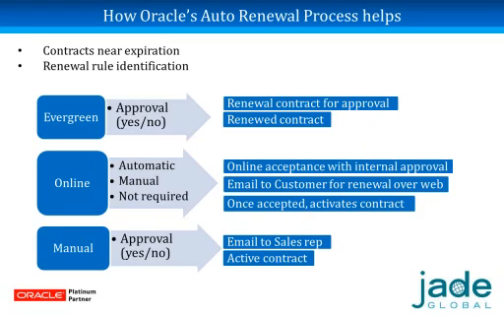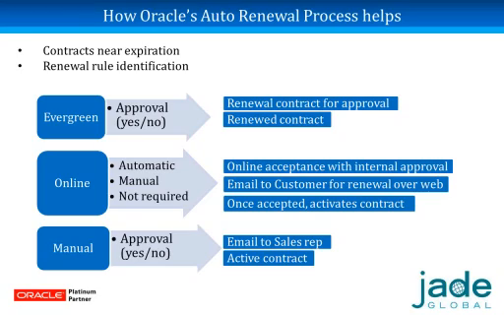In the evergreen process, there are 2 variations. Customers would go for an approval process with the evergreen renewal process, or customers can choose to implement the evergreen renewal process without any approval mechanism. Essentially, in these cases, the end result is an automated contract created for renewal, and depending on the approval mechanism, it will be sent to the approver.